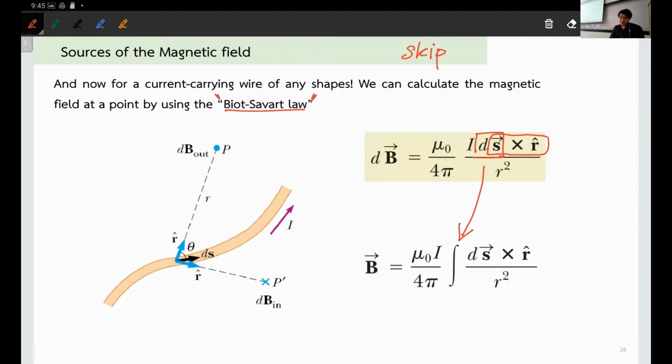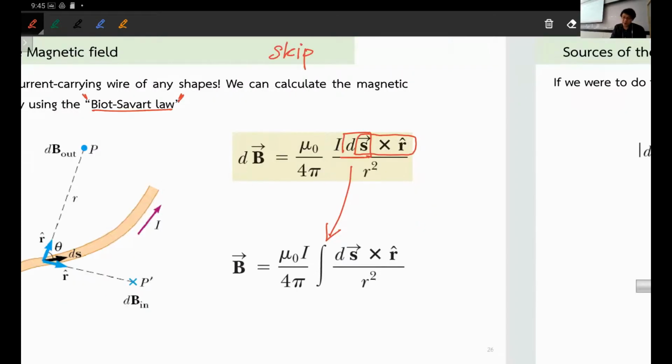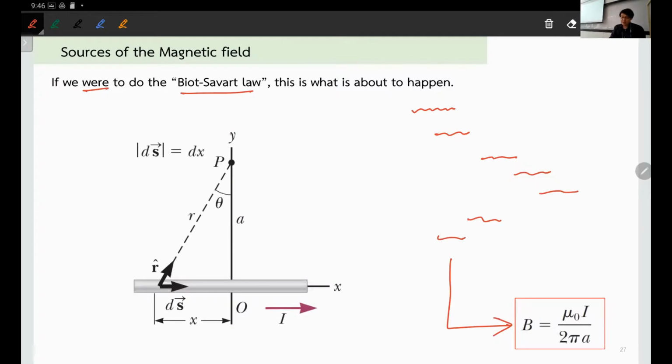All right, here we go. So that means if we were to do the Biot-Savart law, this is about to happen. You just have to slice this into a tiny piece with the current flowing, and you calculate the magnetic field at point P. That would be the net magnetic field there. And then you keep doing this. Calculate the magnetic field there. Slice, one more slice. Magnetic field there. Keep slicing, keep slicing, keep slicing. And then you sum everything from the left end of the rod to the right end of the rod. That's what you need to do.